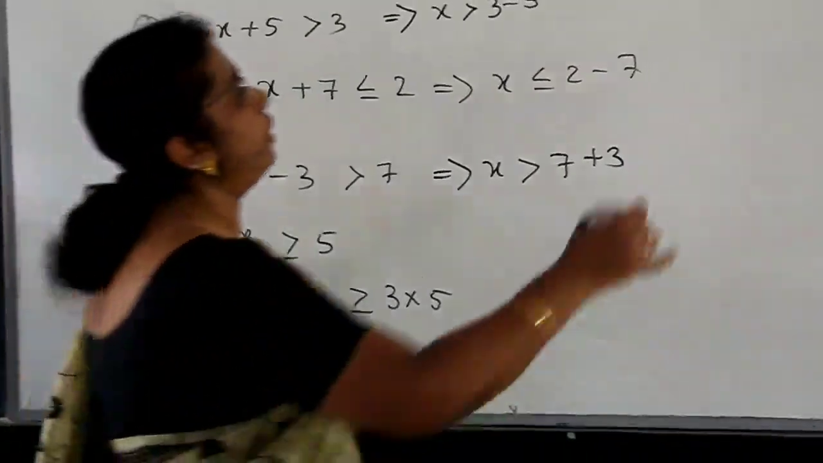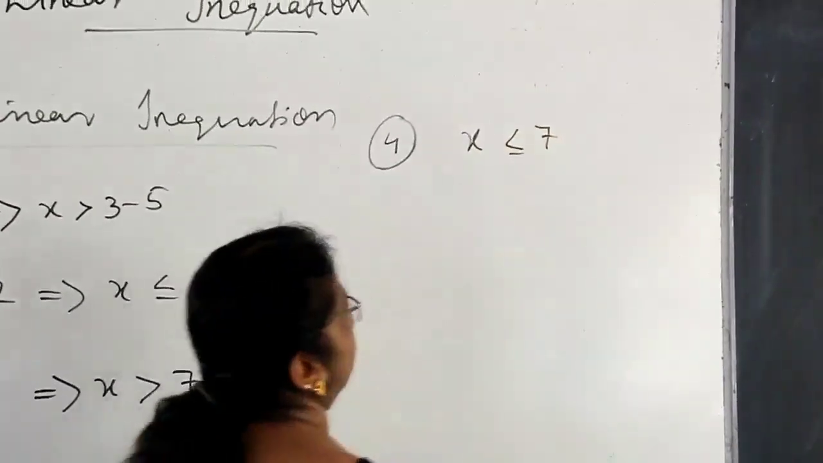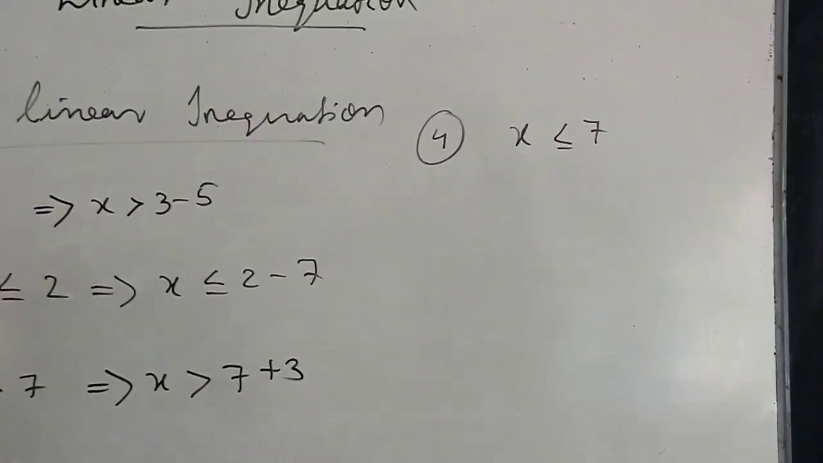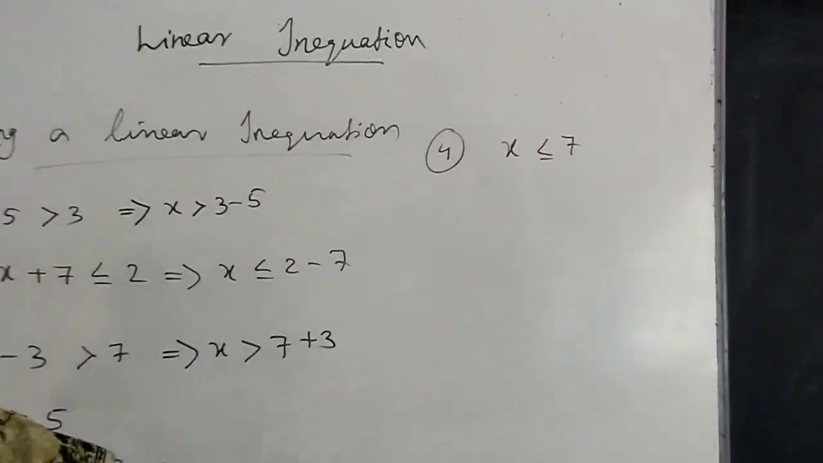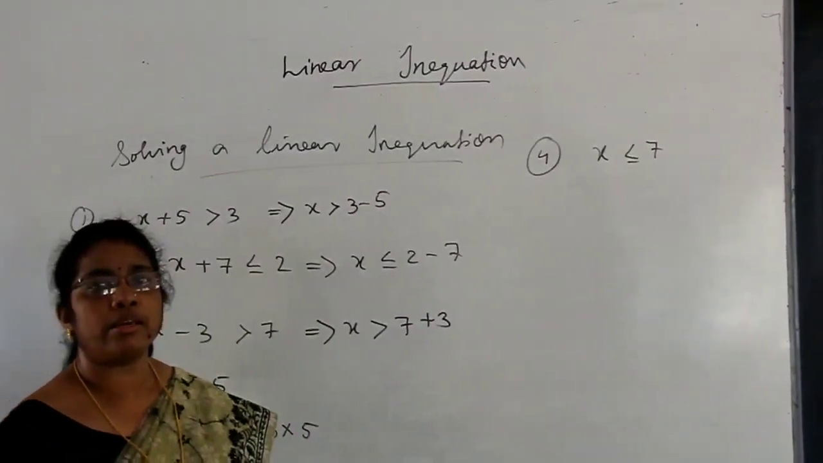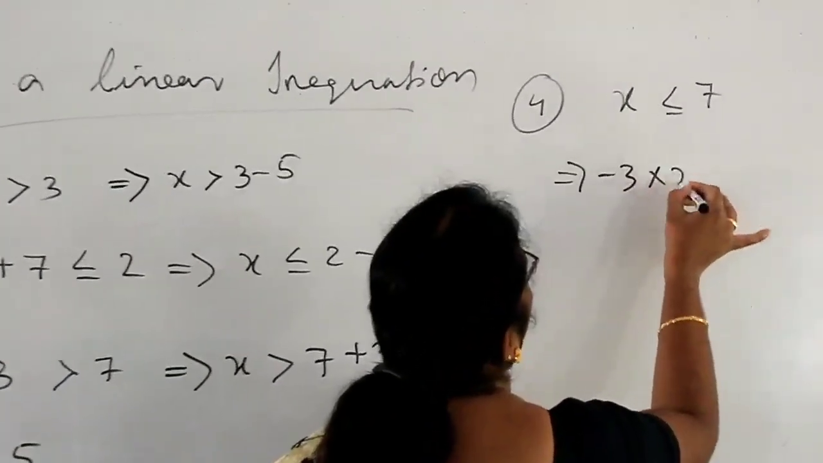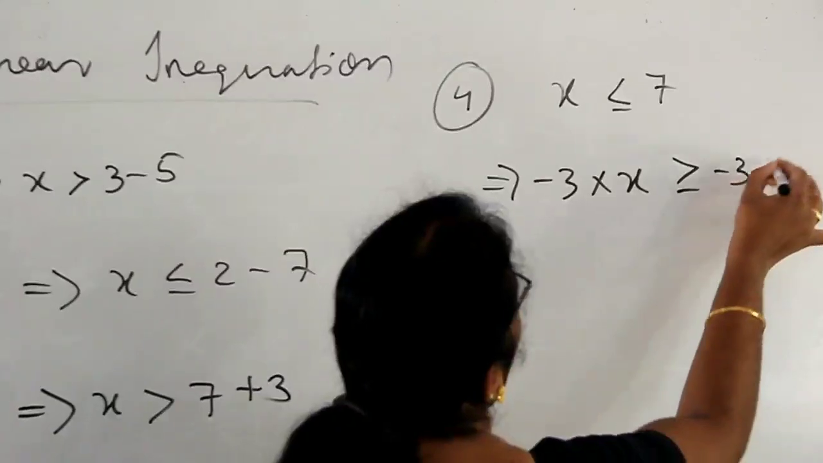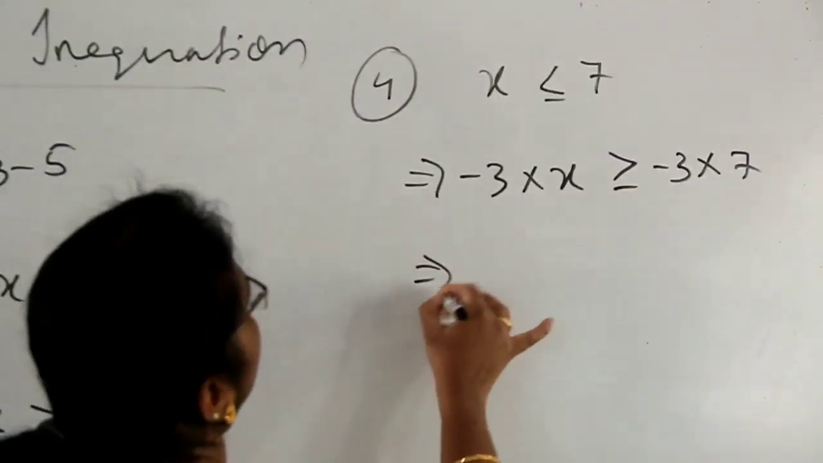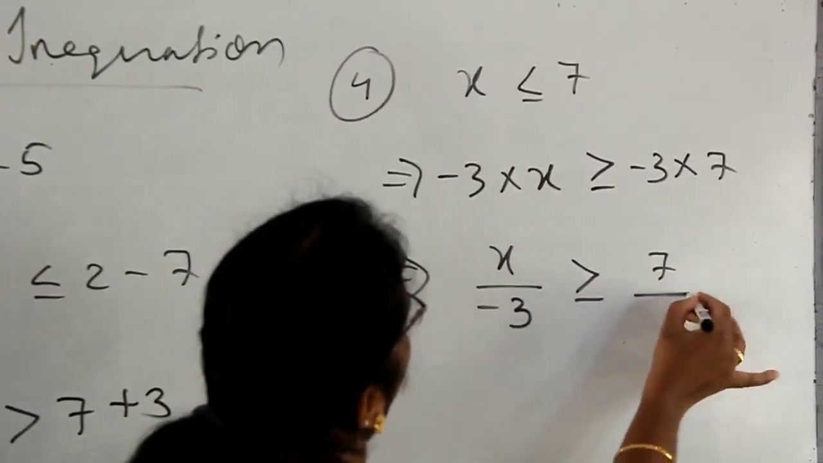And next, the fourth rule, x less than or equal to 7. If each term of the linear inequation is multiplied or divided by the same negative number, the sign of inequality gets reversed. So in this case, minus 3 into x greater than or equal to minus 3 into 7. In the case of division, x by minus 3 greater than or equal to 7 by minus 3.